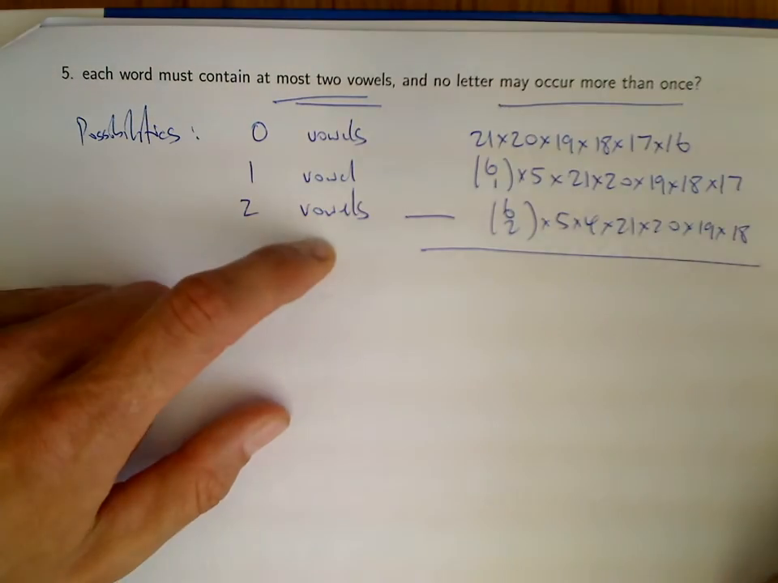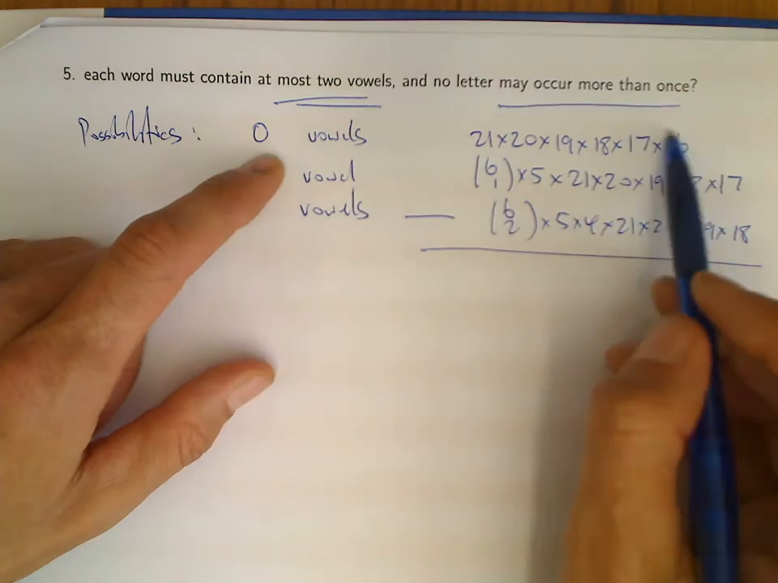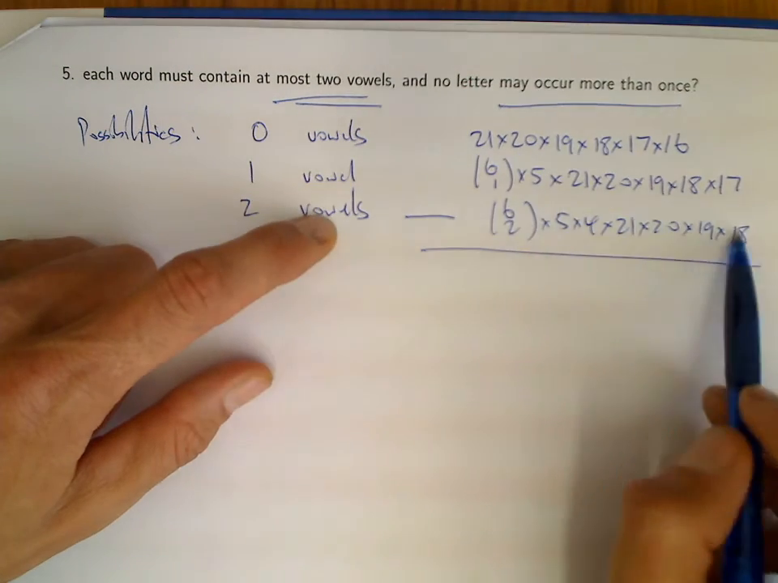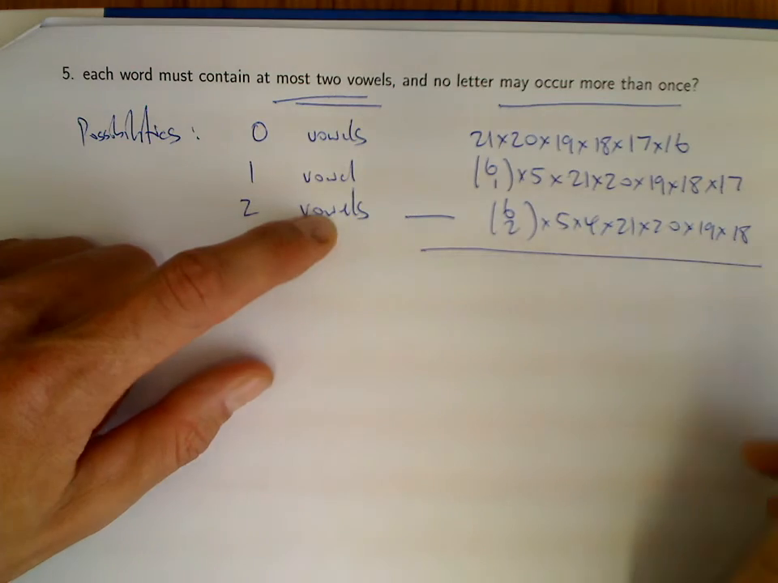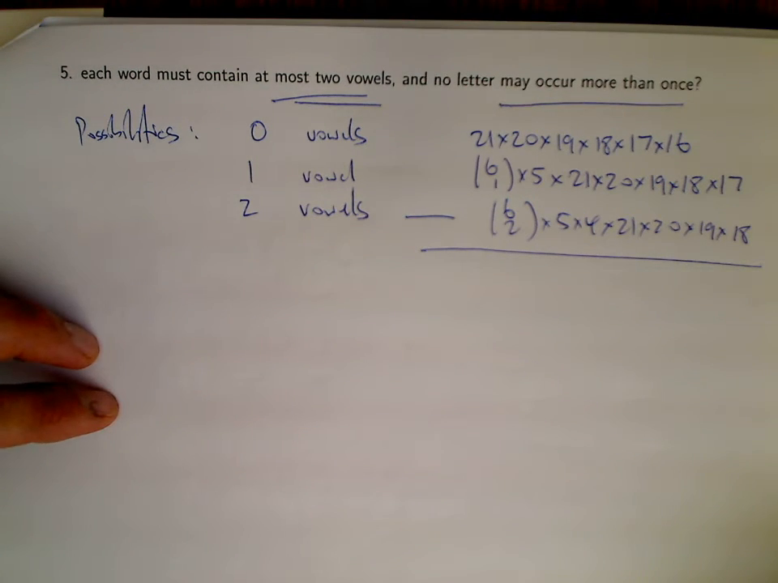Okay, so this is the number of words that have no vowel. This is the ones that have exactly 1, and this is the number that have exactly 2. So what do we do with these? Well, that's where our second counting principle comes in, which is the addition principle.